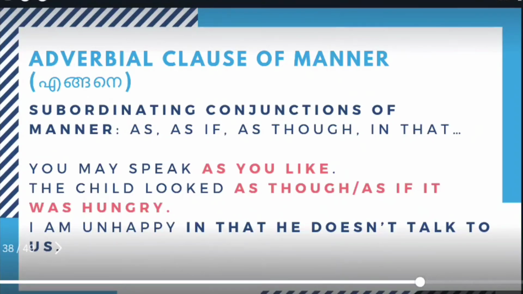Similarly, let's look at the following examples. The child looked as though or as if it was hungry. The child looked is an independent clause which has a subject, the child, and verb looked. And എങ്ങനെയാ കുട്ടീനെ കാണാനിരുന്നേ? As though or as if it was hungry. വിശന്ന് ഇരിക്കുന്ന പോലെ ആ കുട്ടിയെ കണ്ടേ. So as though or as if it was hungry is a dependent clause which describes how the child looked. So how അല്ലെങ്കിൽ എങ്ങനെ എന്ന ചോദ്യത്തിന് ഉത്തരമാണ് adverbial clause of manner.